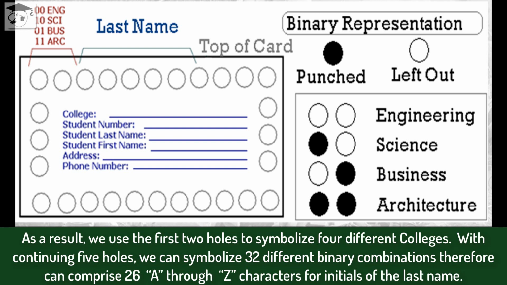As a result, we use the first two holes to symbolize four different colleges. With 5 continuing holes, we can symbolize 32 different binary combinations, therefore can comprise the 26 characters A through Z for the initials of the last name.